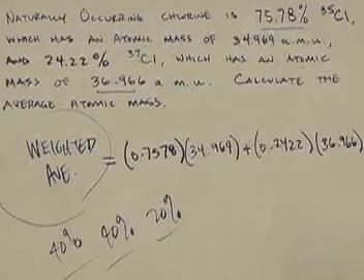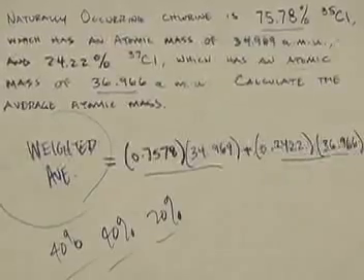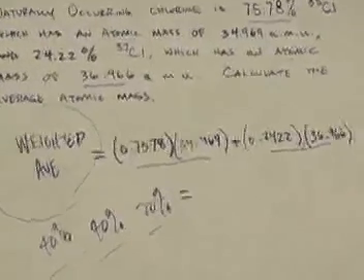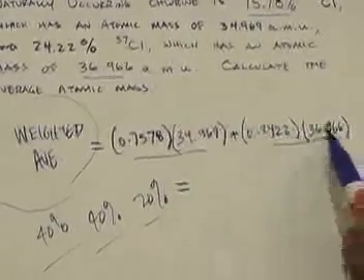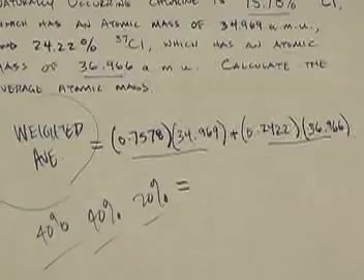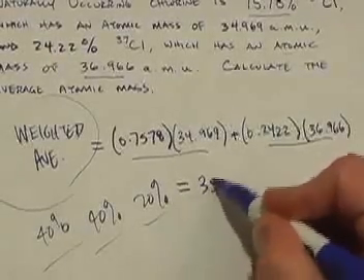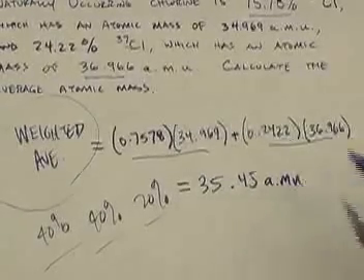AMUs. Now, I'll take these numbers, multiply them together in my calculator, and I will get my weighted average. Notice 75% of it weighs this, 24% of it weighs this. I add those two together, and I get my average atomic mass, which turns out to be 35.45 AMUs.